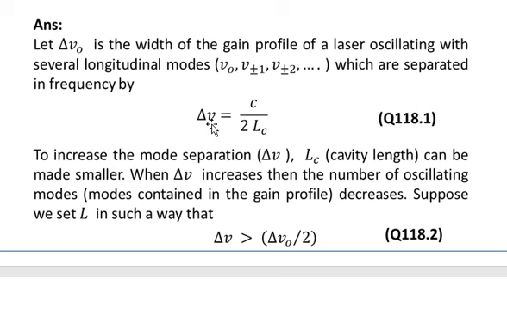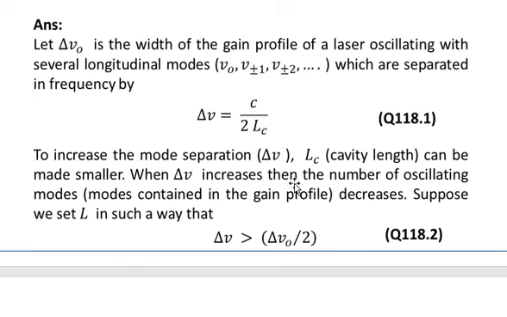So here delta nu, which is equal to C over 2LC, is actually the separation between two consecutive longitudinal modes. That is the separation between nu naught and nu plus 1, or nu naught and nu minus 1, or nu plus 1 and nu plus 2, or nu minus 1 and nu minus 2. The separation between two consecutive longitudinal modes is delta nu equal to C over 2LC. So to increase the mode separation delta nu, LC, which is the cavity length, can be made smaller.